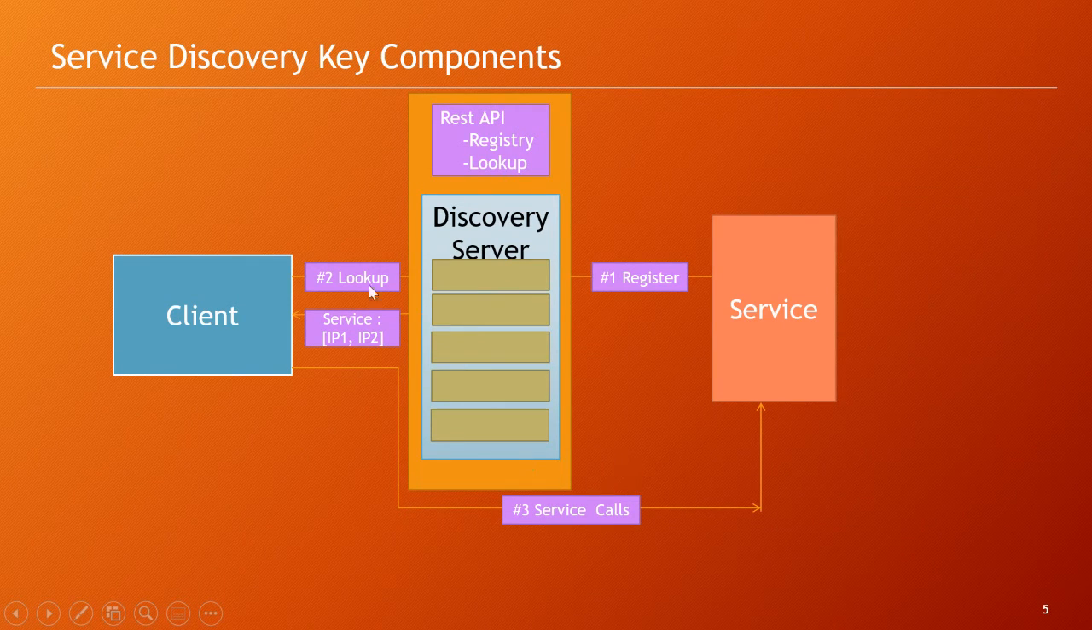So the second part will be, the client will make a lookup of this service name. By using a name, the client will make a lookup into this discovery server, and it will get back the list of IP addresses available. At the client side, the client will do the load balancing, as part of Spring-based or Eureka-based load balancing. Client will do the load balancing.